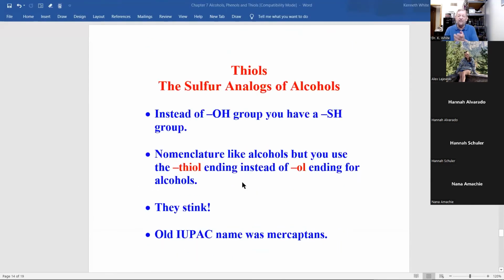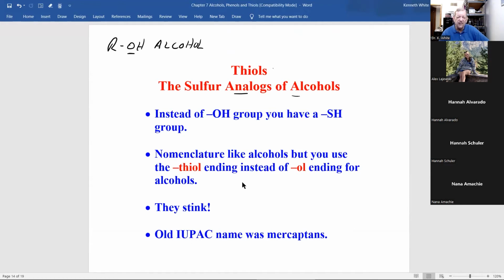All right, new functional group time. Switch is sort of on, and this new functional group is called the thiol. And I have here thiol is a sulfur analog of alcohol. What does that mean? Well, let's take a look. This is an alcohol.